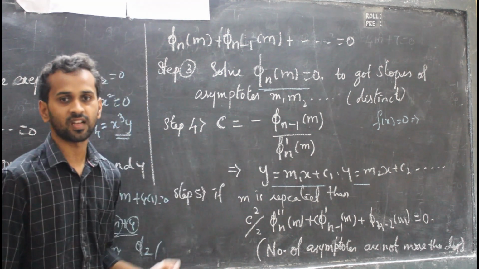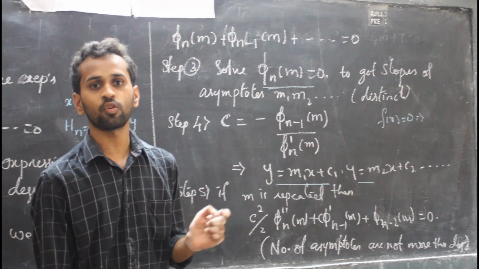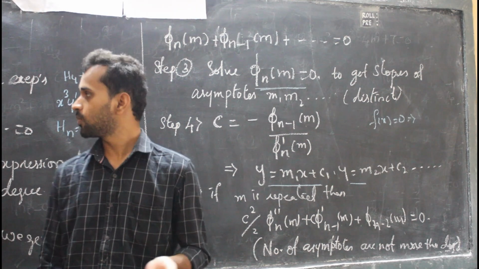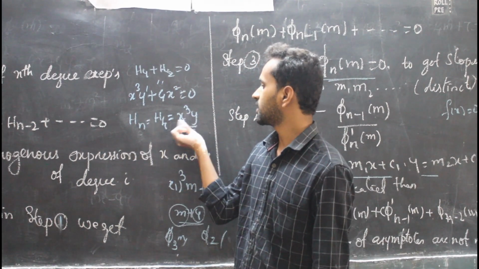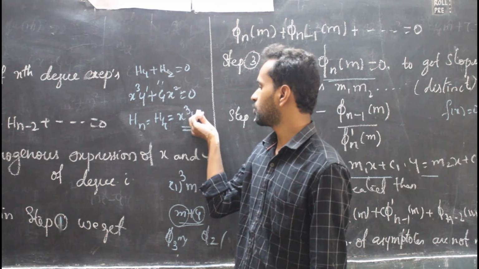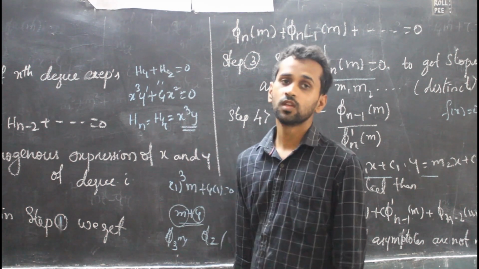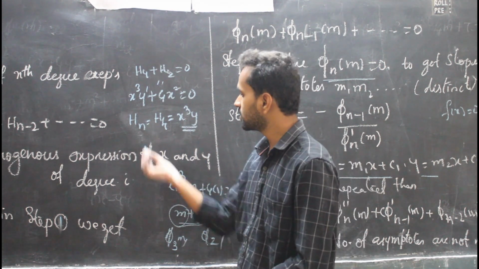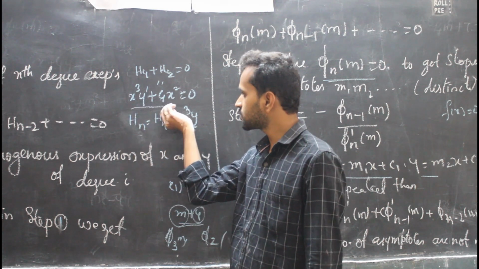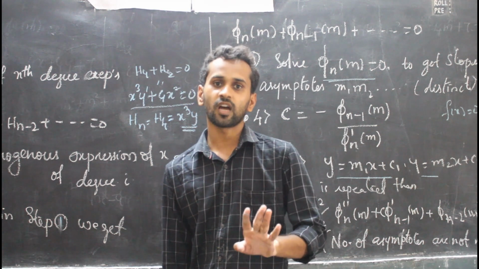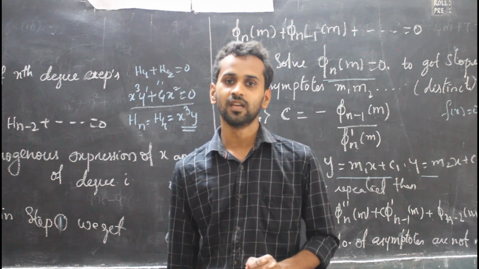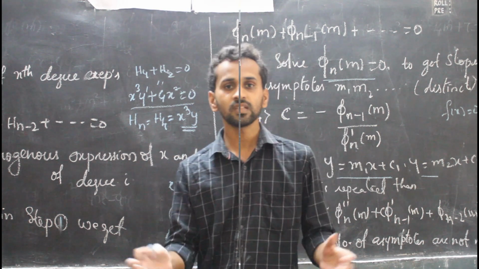The condition here is that the number of asymptotes will not exceed the degree of the equation. For example, this small equation I am taking, look at it. What is the degree here? 4, right? h4, that is 3 plus 1, 4. So the asymptotes for this given x cube y plus 4x square equal to 0 will be no more than 4. You get that? It can be 2 or 3, but not more than the degree 4.